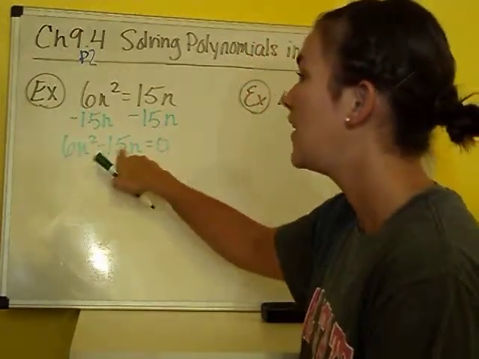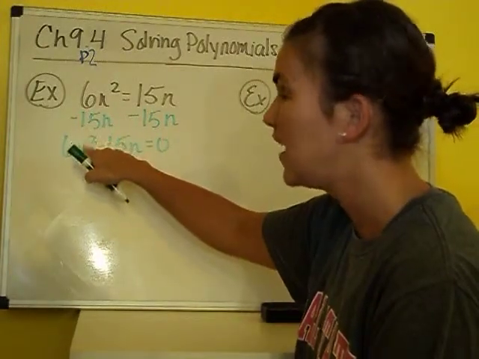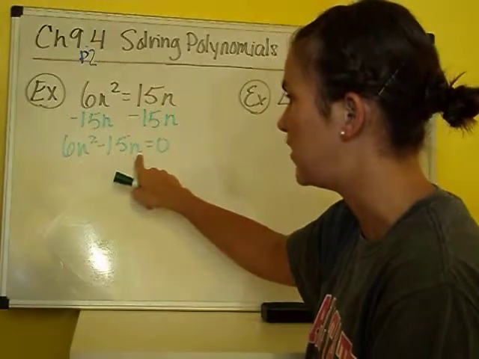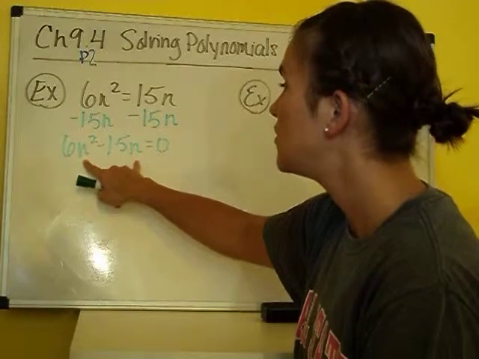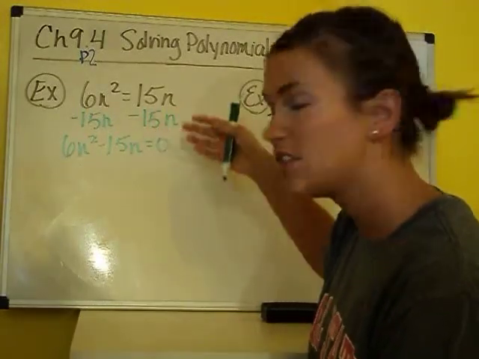Okay, now we cannot combine these two because they're not like terms, so you can't write negative 9n. Okay, we have to leave it as 6n squared minus 15n. They're not like terms because they have a different degree. Okay, so now that we're set equal to 0, now we can use our greatest common factor to solve.